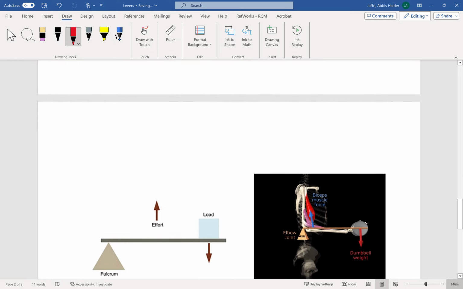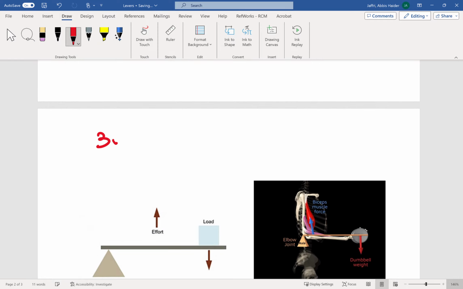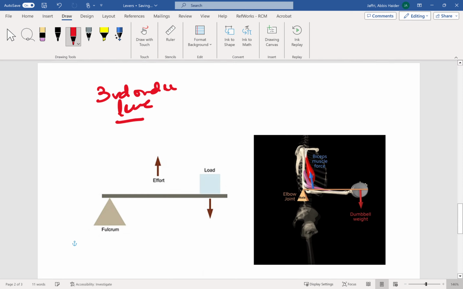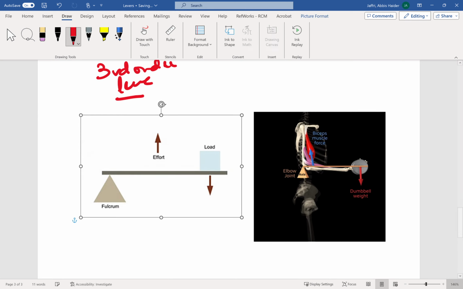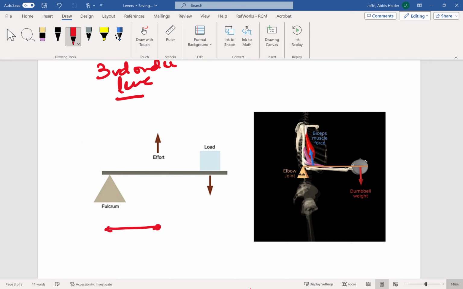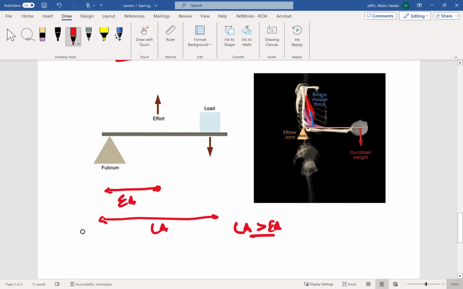Now the third one and the last one that we discuss here is your third order lever, or a third class lever. Third order lever is when the fulcrum is at one end, effort is in the middle, as you can see, and then you have a load arm here. Now you can see clearly that the load arm is greater than the effort arm. So this is basically a mechanical disadvantage. Okay, mechanical disadvantage.